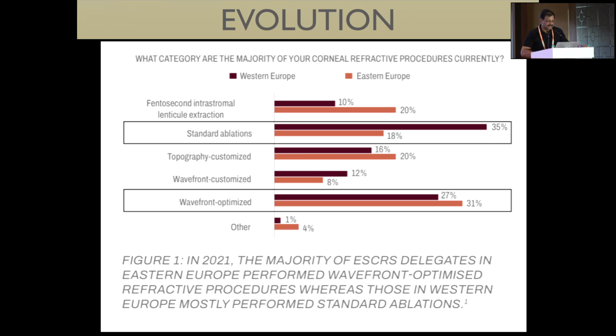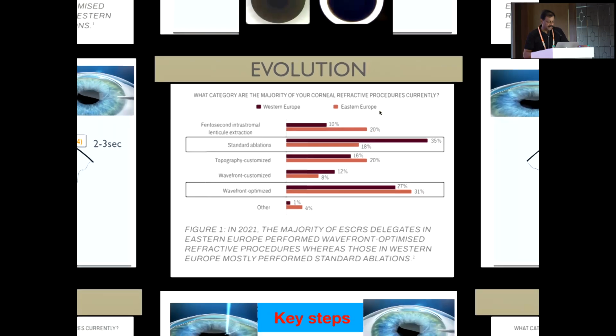So this is a major survey done by the ESCRS, which clearly shows that over a period of years, in both Western and Eastern Europe, there has been a drift, and it is the femtosecond intrastromal lenticule extraction which is slowly gaining popularity worldwide.